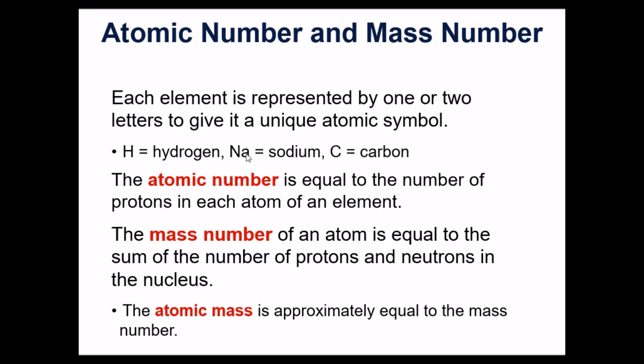Sodium is represented Na. If you're wondering why sodium is not SO, most of the atomic symbols come from the Latin name of the element. It just so happens that the Latin name for sodium is natrium, which is kind of strange, but natrium is sodium, and that's where the Na comes from. And then carbon is C. Very easy.